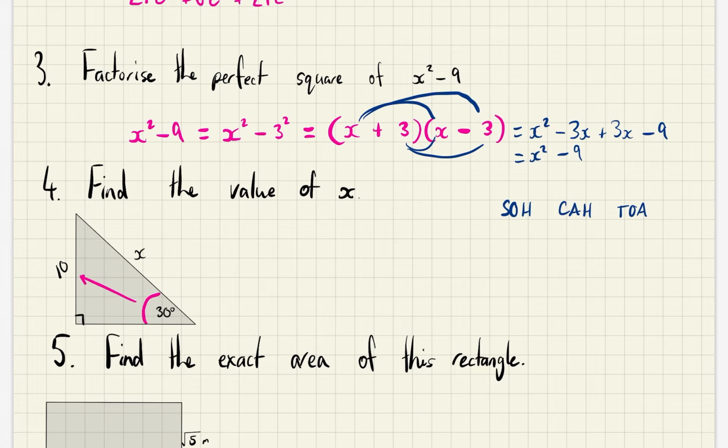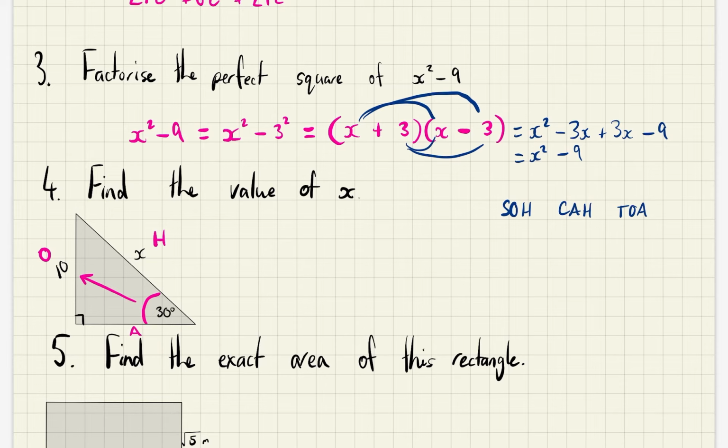So here's my angle, and it's looking at the opposite side. So I'm going to label that as O. The side opposite the right angle is the hypotenuse, or it's also known as the longest side of a right angled triangle. And then the leftover side is the adjacent side.